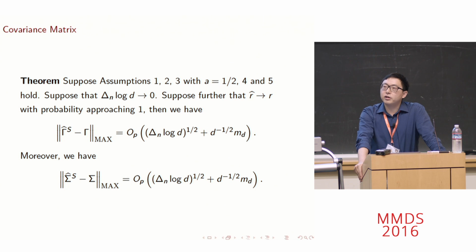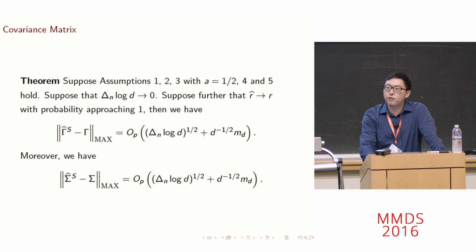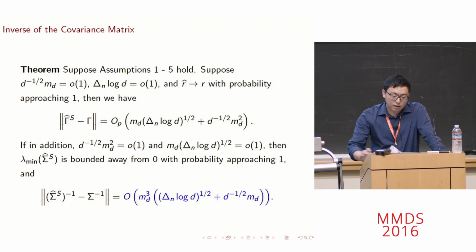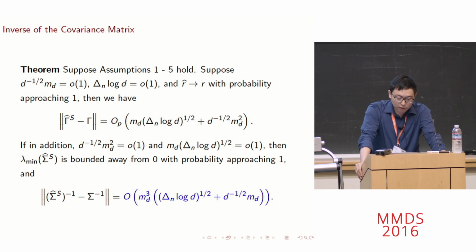But what I want to mention here is that the first rate basically captures the curse of dimensionality. The larger the dimension is, the larger the error is. Whereas the second term, which is m_d over square root of d, captures the blessings of dimensionality. It is the identification restriction that we learned from the first theorem. So it's a nice balance between the two. This is the covariance matrix and the residual under the max norm. We can also do it under the spectral norm.